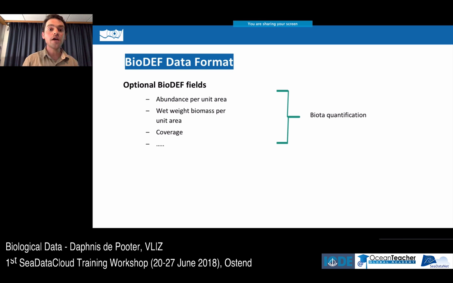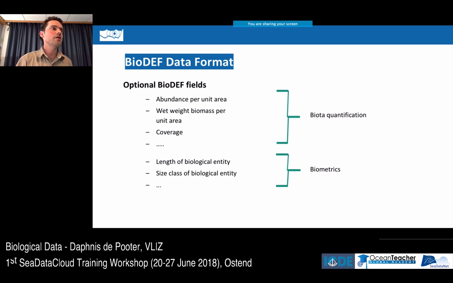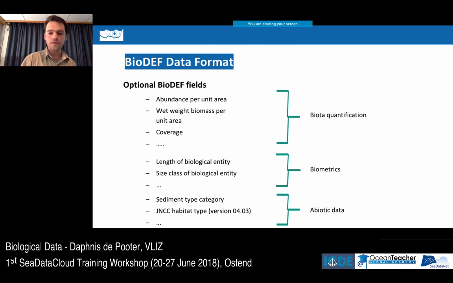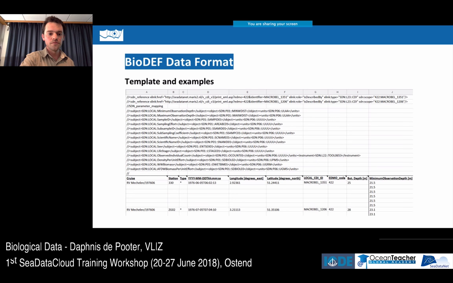Optional fields are abundances, weights, coverage, so different types of biota quantification, depending on what you have in your data set. Again, biometrics, depending on what you have available, you can add as optional fields. And also abiotic measurements that were taken together with your sample. EurOBIS is also very interested in that, or habitat types. So this is how a file would look.